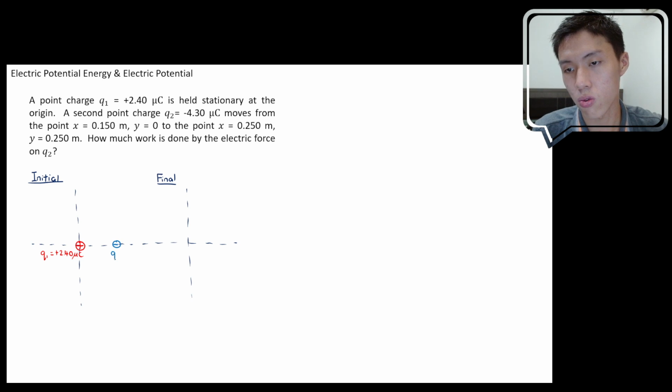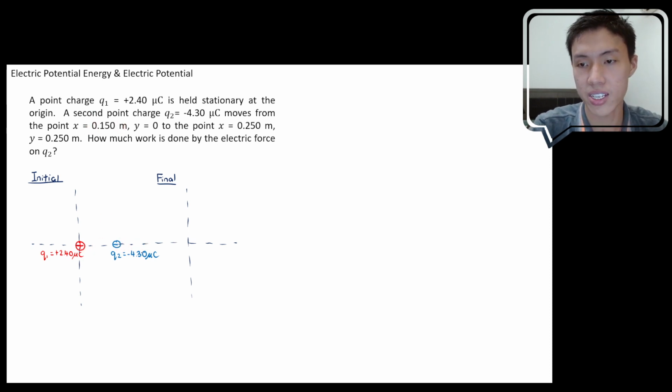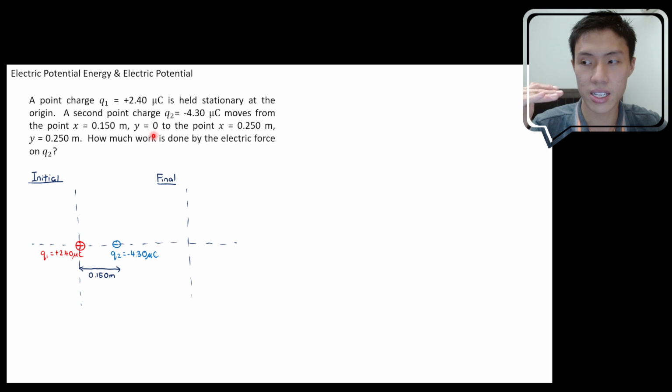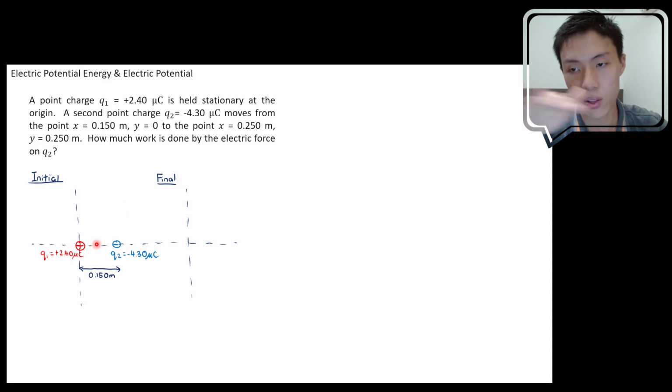So this is Q2, negative 4.30 microcoulomb. We know that the X coordinate is 0.15 positive, so it's to the right. Let's label it. The distance here is 0.15 meter. The Y coordinate is 0, so there's no change in Y. Q1 is at the origin, X equals 0, Y equals 0, and Q2 is also at Y equals 0. So they are at the same height.